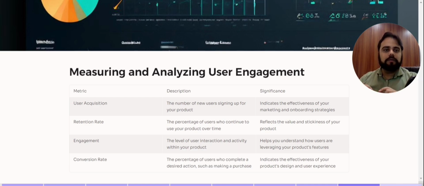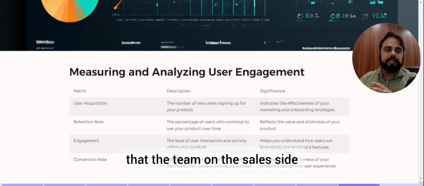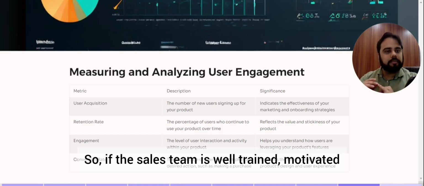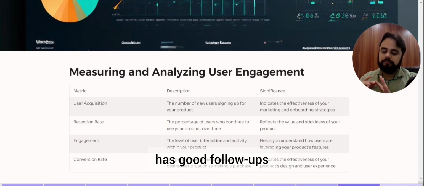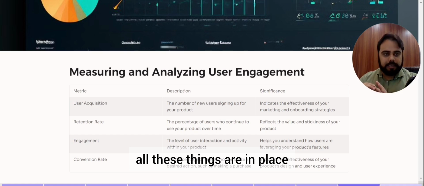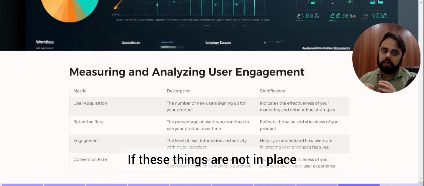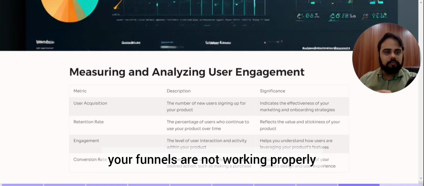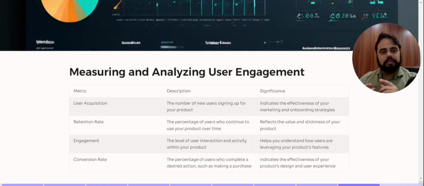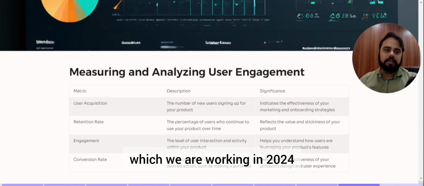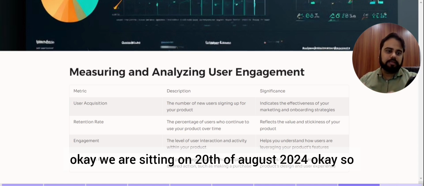Secondly, always make sure that the team on the sales side is well trained. The conversion rate depends on it: if the sales team is well trained, motivated, and follow-ups are good, all these things are in place, definitely you will have a good conversion rate. If these things are not in place, your funnels are not working properly, you are not tracking things, then there will be a problem, right? So you have to analyze, track, and this current age in which we are working in 2024, okay, we are sitting on 20th August 2024.